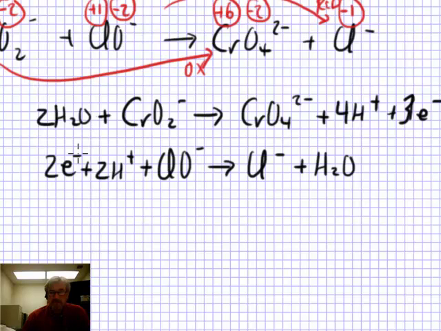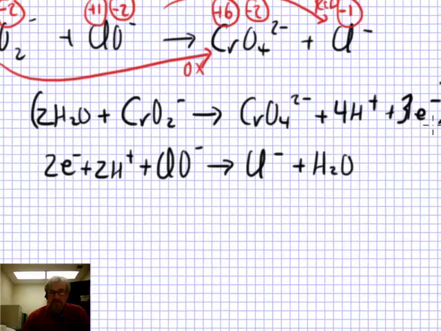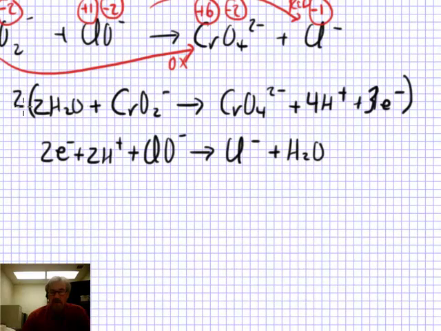To get from 1 plus down to 2 minus, I would need to add 2 electrons on the left. Well, I have 3 electrons lost in the oxidation and only 2 electrons gained in the reduction, so I have to modify this by putting a 2 in front of the top half reaction and a 3 in front of the bottom half reaction. Now when I sum, the electrons will be 6 and they'll cancel from both sides.